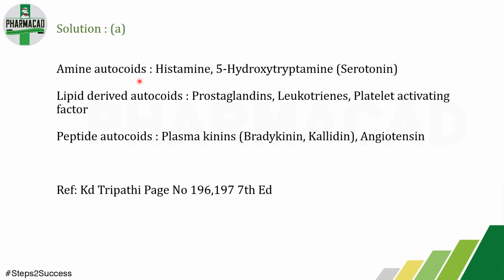The amine containing autocoids are histamine and 5-hydroxytryptamine, that is serotonin. Then we have the lipid derived autocoids. The examples are prostaglandins, leukotrienes and platelet activating factor. Then we have peptide autocoids, which include plasma kinins, that is bradykinin, kallidin, and the angiotensin. So the first option, 5-hydroxytryptamine, bradykinin and prostaglandin, is the correct option for this. Hence the solution for this is option A.